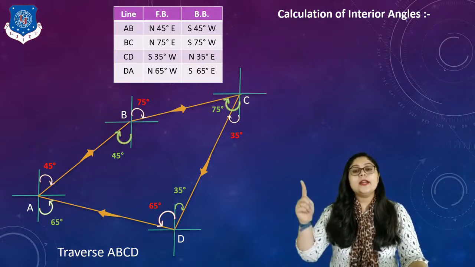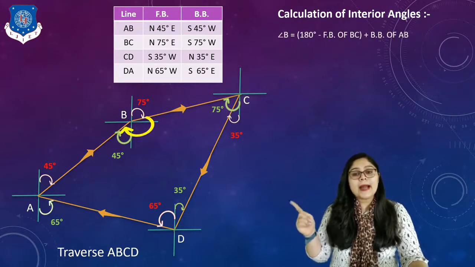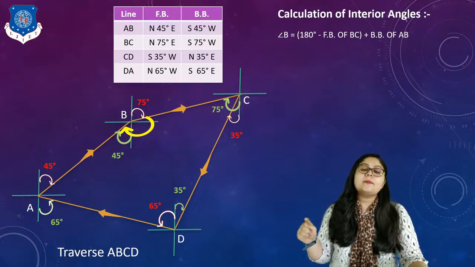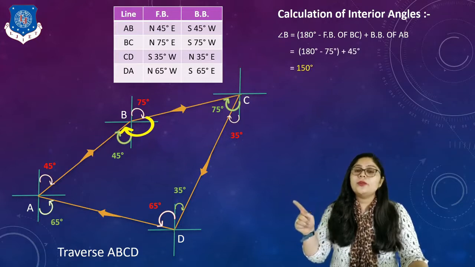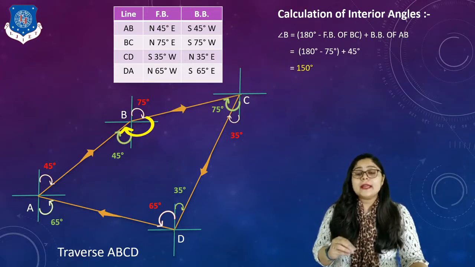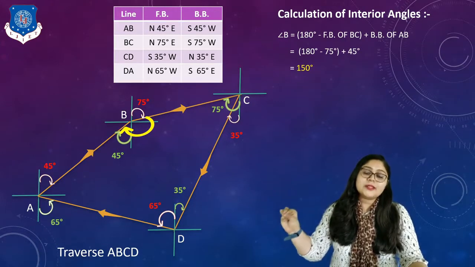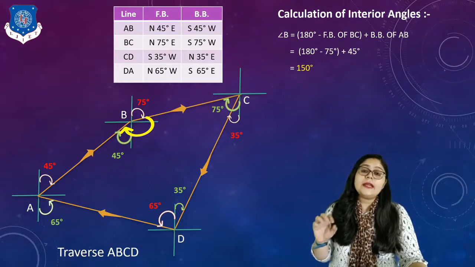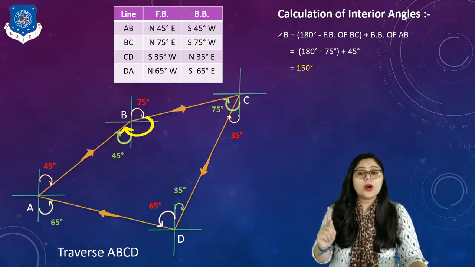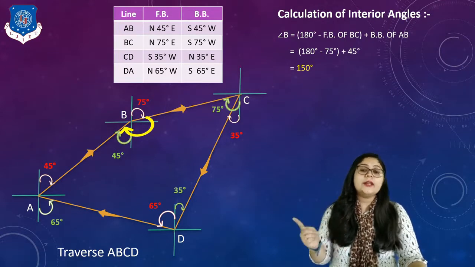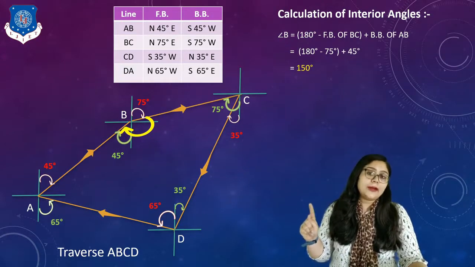Now for angle B, you can see on screen, I have to simply do 180 minus forebearing of BC plus back bearing of AB, so that my answer is 150, right? Now you can make the equation based on the traverse only. So the first step of making the traverse is very important in terms of the quadrantal system, or even in the WCB system. You can identify whether it is an interior angle or exterior only if you have drawn the traverse very well, right?